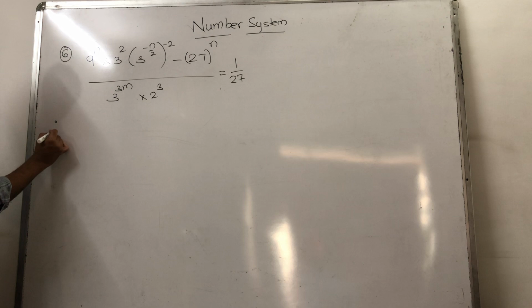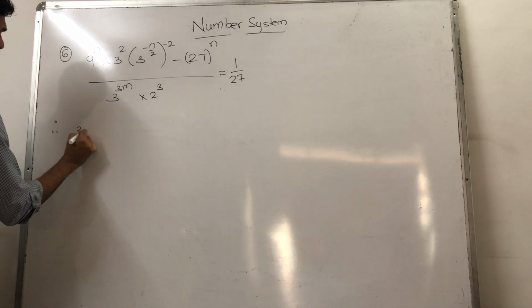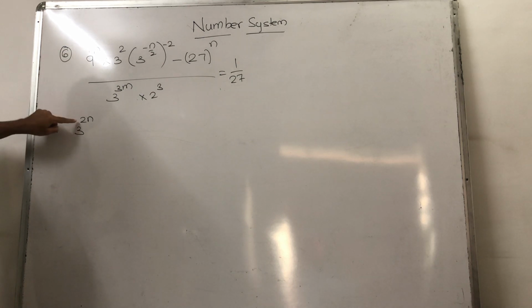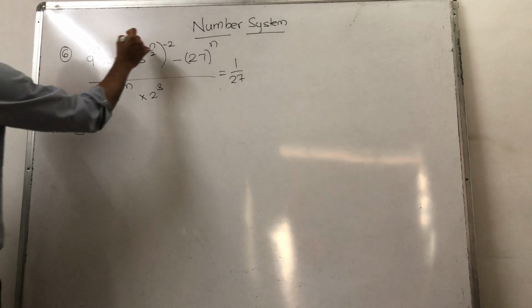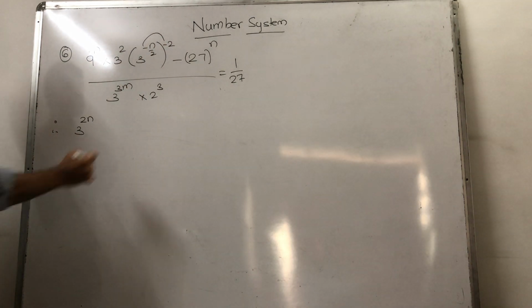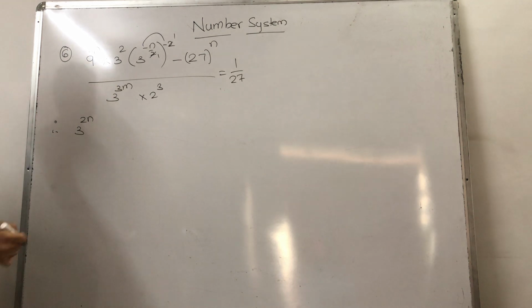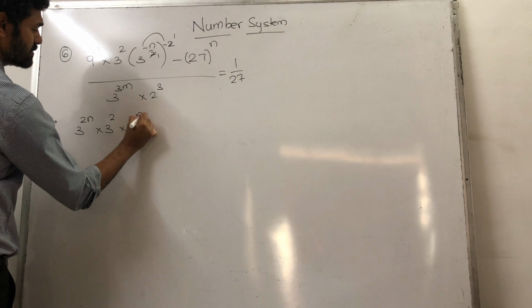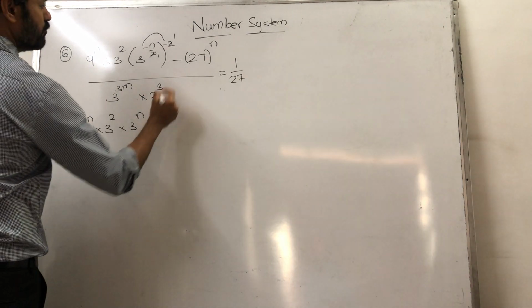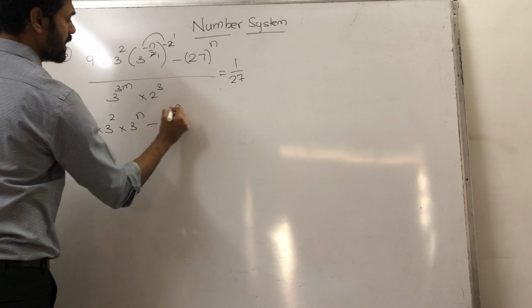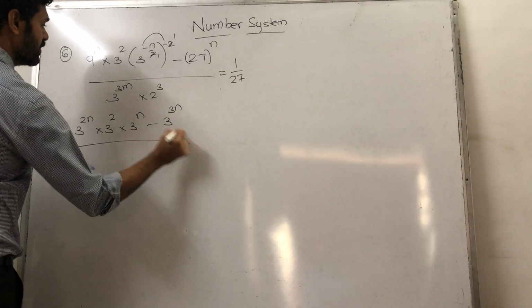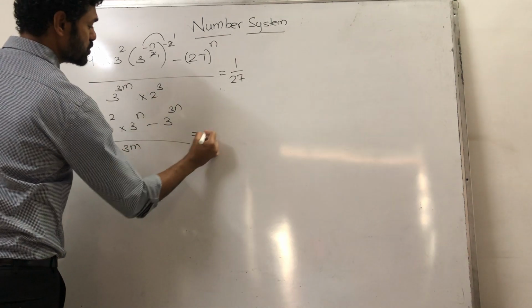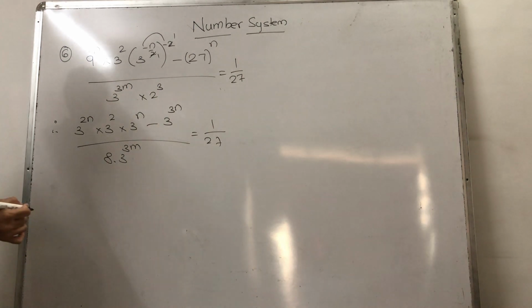So now what are we going to do? We write 9 as 3 square. So this becomes 3 raised to 2n. You multiply these two minuses, minus into minus is plus, 2 in the denominator, 2 in the numerator gets cancelled. So this is 3 square and this will become plus 3 raised to n. We know 27 is 3 cube, so this becomes 3 raised to 3n. 2 cube is 8, so this is 8 times 3 raised to 3m equals to 1 by 27.